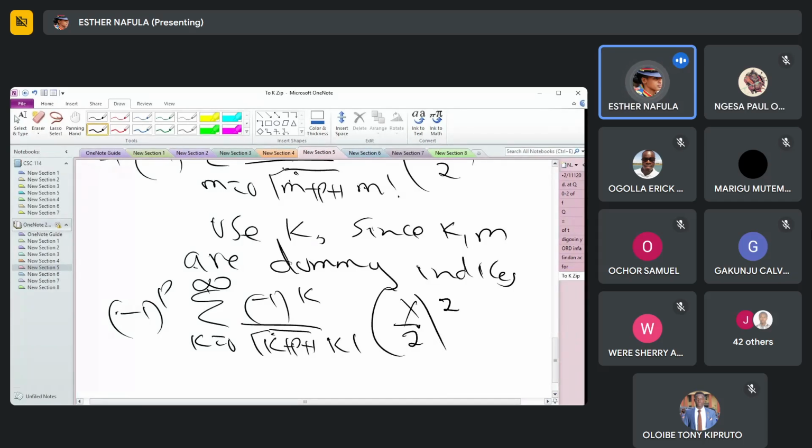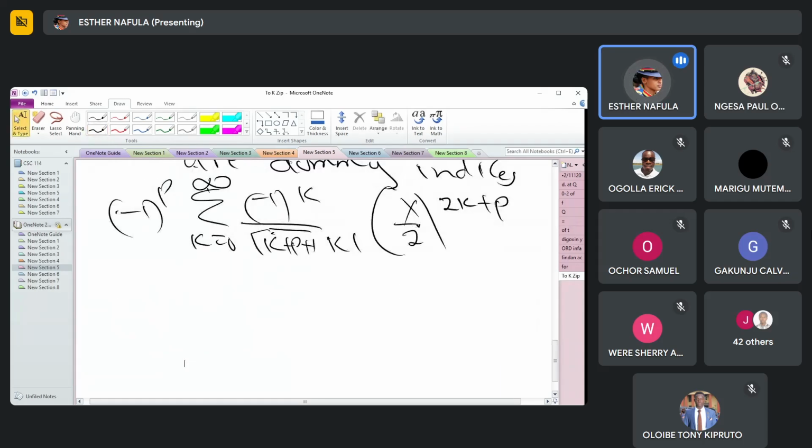Raised to 2k plus p. But what is this quantity? The summation from k equals 0 to infinity. What is it?